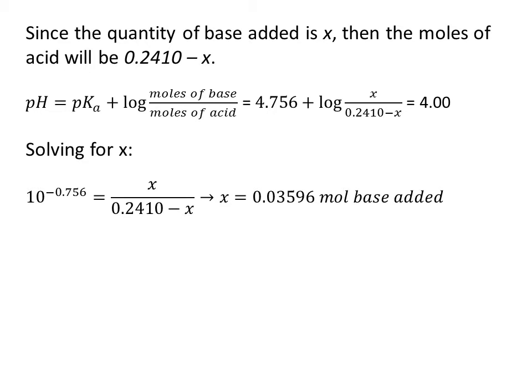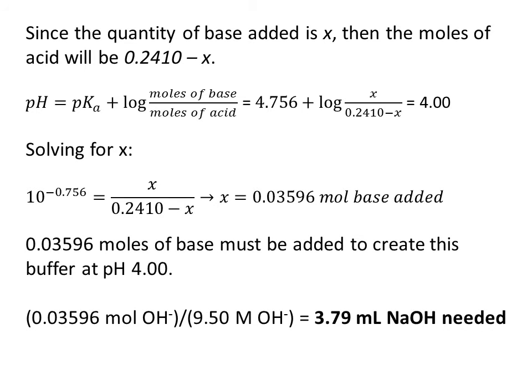We find that X is equal to 0.03596 moles of base that need to be added to make this buffer. 0.03596 moles of hydroxide will come from the sodium hydroxide available to us at a concentration of 9.50 moles per liter. Therefore, we need 3.79 milliliters of sodium hydroxide to create this buffer having a pH of 4.